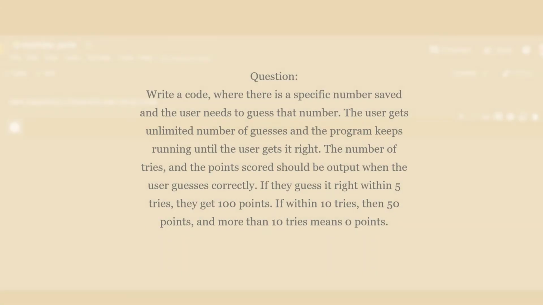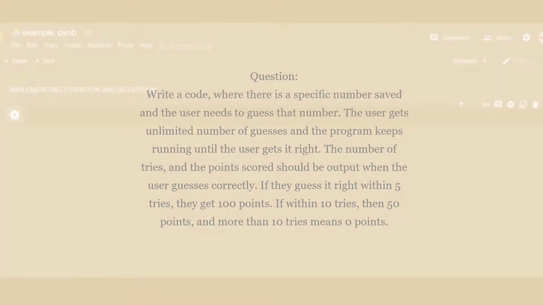So, looking at the question, here's what we need to do. We need to write a code where it has a specific number saved and allows the user to guess that number. The user has unlimited guesses, and the code keeps going until the user gets it right. The number of tries the user used and the points scored should be shown when the user gets the number right. If the user gets the answer right between 1 and 5 tries, then they get 100 points. If between 6 and 10 tries, then they get 50 points. But if they take more than 10 tries to get it right, then they get 0 points. So that's about it. Let's try writing the code.